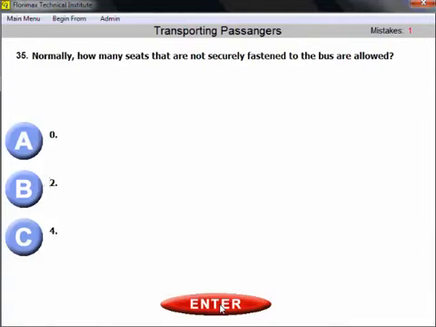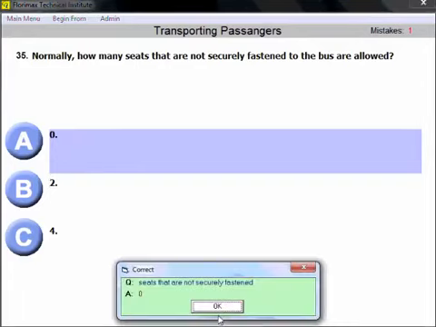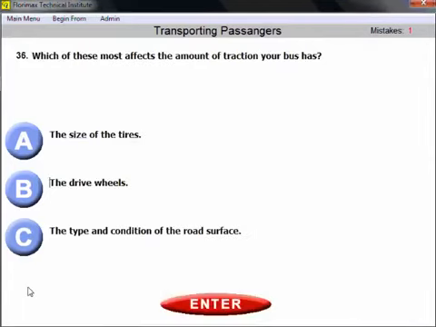Question number 35. Normally, how many seats that are not securely fastened to the bus are allowed? Again, just apply your common sense. Zero. Safety first. Well, in real life it could be a different story, but for the purpose of the exam, you should remember no seats that are not securely fastened are allowed. Okay, the right answer is 0.